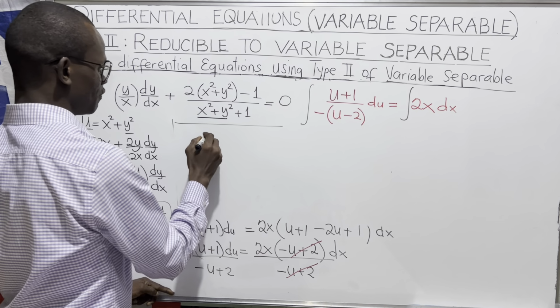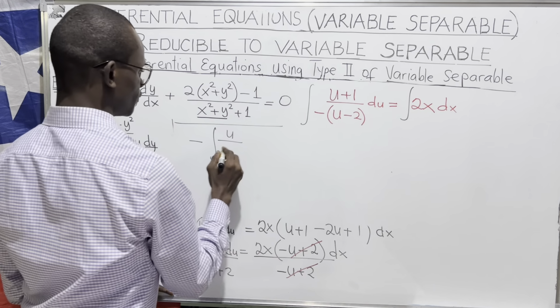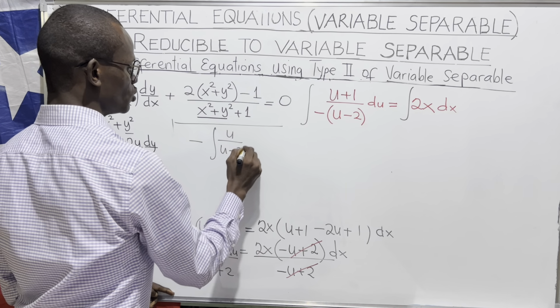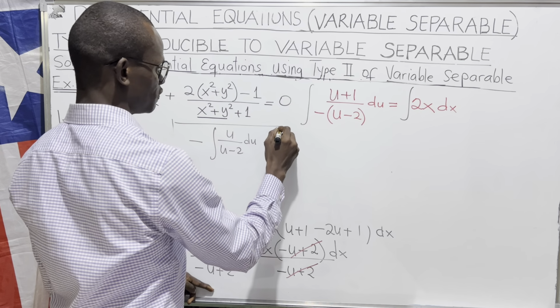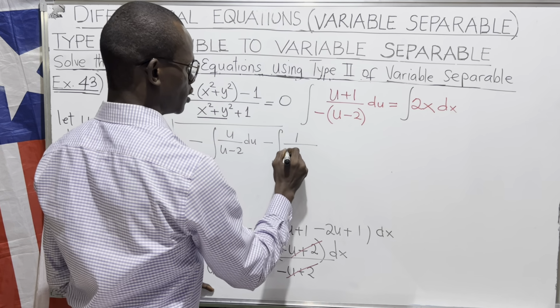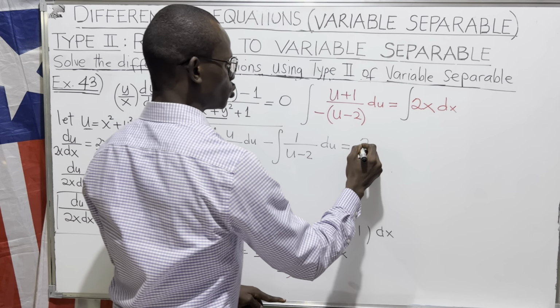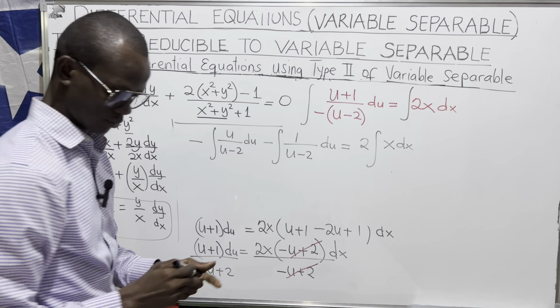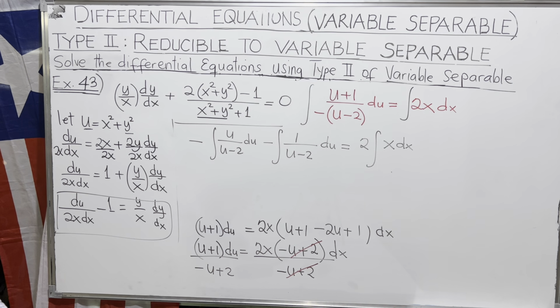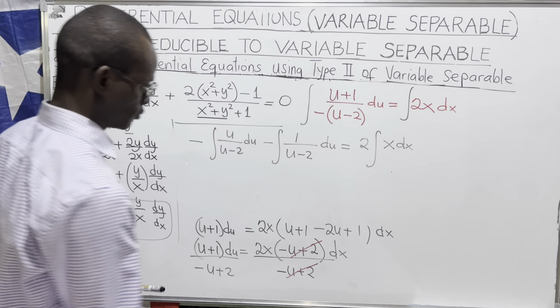So we would now have negative the integral of u, so we can separate the numerator, u all over u minus 2 du. So this negative is as well negative the integral of 1 all over u minus 2 du equals 2 the integral of x dx. So we continue.